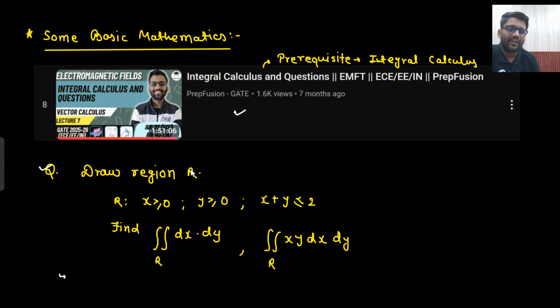So what is the first question? That you need to draw the region R. x is greater than equals to 0, y is greater than equals to 0, x plus y is less than equals to 2. These kind of questions we have seen in our elementary classes. In class 11, 12th we have seen how to make the region R. So this is the first question, that you need to draw the region R. So let's draw the region R.